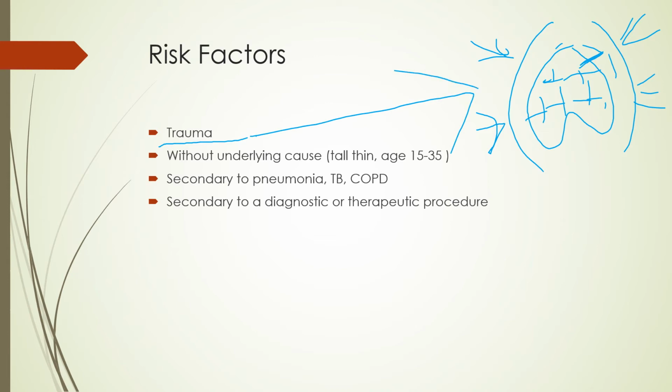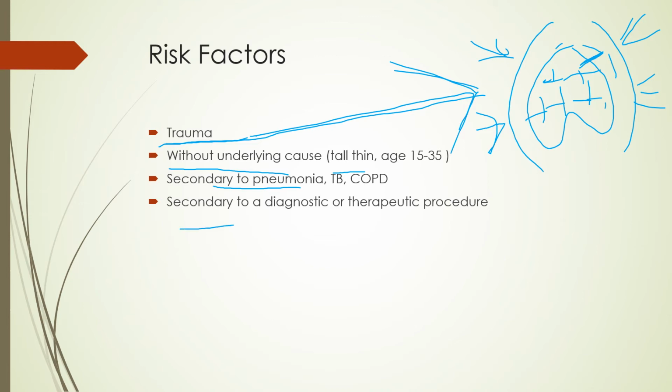I'm just trying to prepare you guys for what you may see in the future, right? Just because you don't see any holes in their chest doesn't mean they don't have a pneumothorax, especially when you're going through your DOPE mnemonic, right? Sometimes you have pneumothorax that develops without any underlying cause, like the tall, thin individuals. We already talked about that. Sometimes it's secondary to another disease process, like pneumonia, tuberculosis, COPD, right?